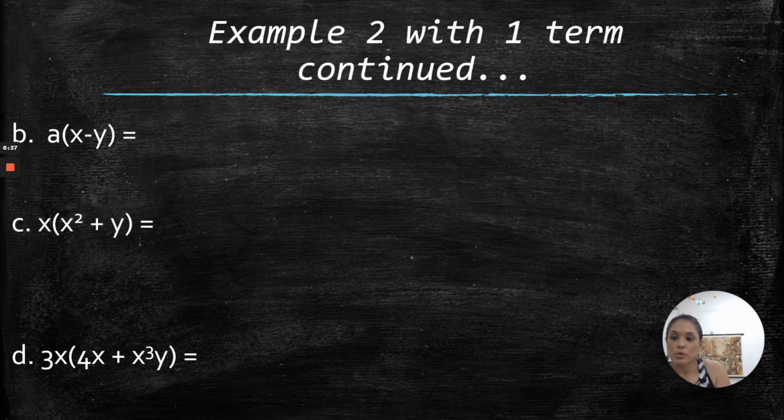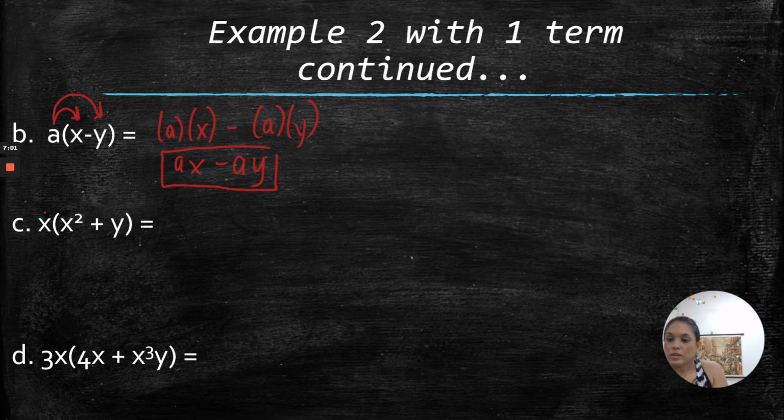Okay, some more examples. Let's distribute this a times (x minus y). So I have a times x minus a times y, and this is simply ax minus ay.